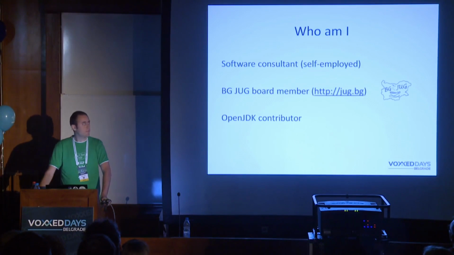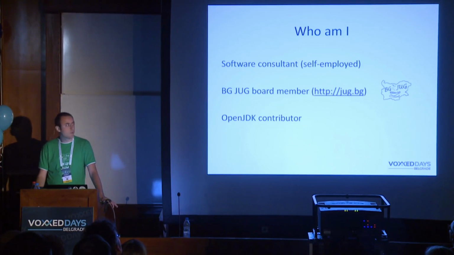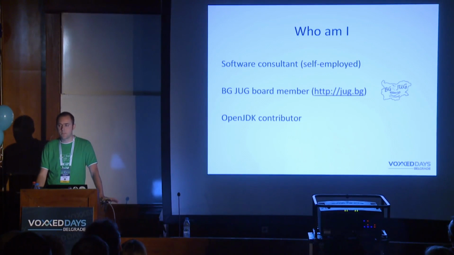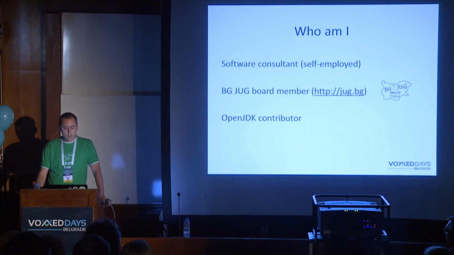So just a few short words about me. Who am I? My name is Martin. I'm currently working as a software consultant, self-employed. I'm also one of the board members of the Bulgarian Java user group, where we organize seminars throughout the year. We also have a large conference that we organize in Sofia. And from time to time, I'm also contributing to the OpenJDK platform and several other projects.